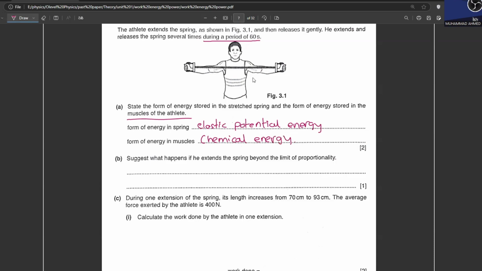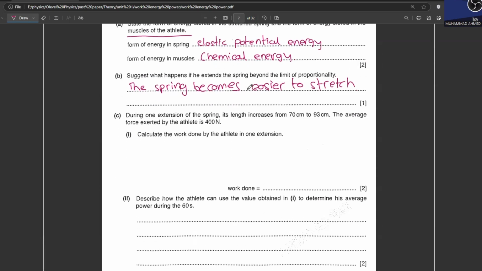Suggest what happens if he extends the spring beyond the limit of proportionality. What will happen? The spring becomes easier to stretch. Simple as that. Let's move on to part C.